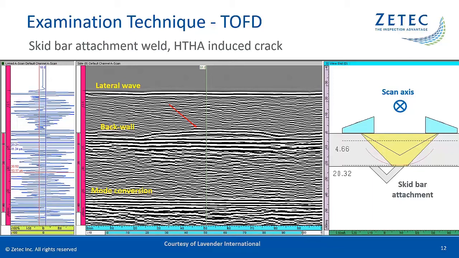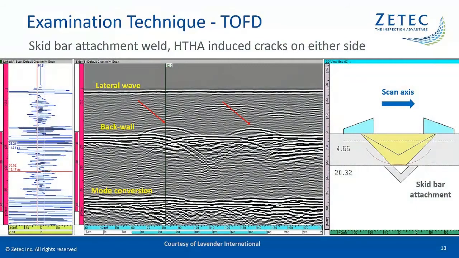In this case, we are looking at a typical macroscopic ID crack induced by HTHA located at the skid bar attachment. And my last TOFD slide shows data from the same skid bar attachment weld, this time while scanning the TOFD perpendicular to the skid bar weld.